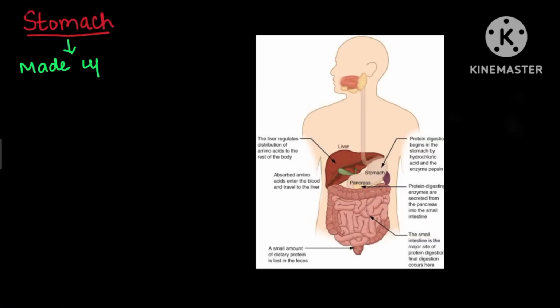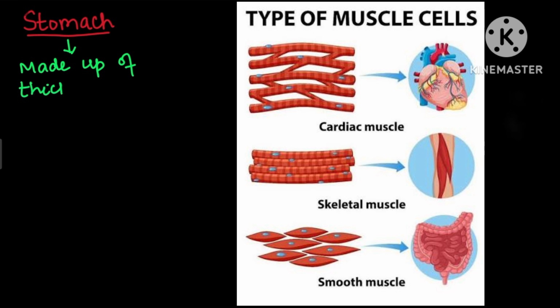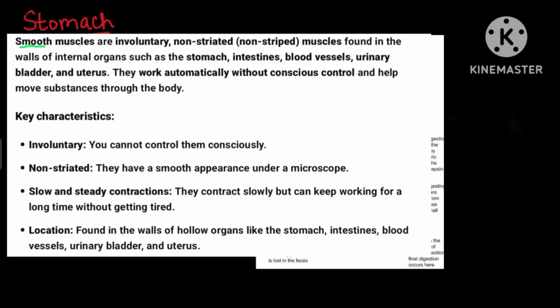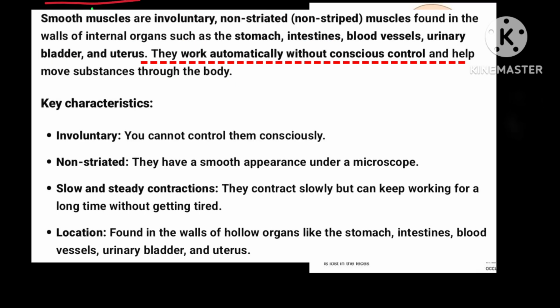Today we are going to study about stomach. Stomach is made up of thick layer of smooth muscles. What are smooth muscles? Smooth muscles are involuntary, non-striped muscles found in the walls of internal organs such as stomach, intestines, blood vessels, urinary bladder, and uterus. They work automatically without conscious control.